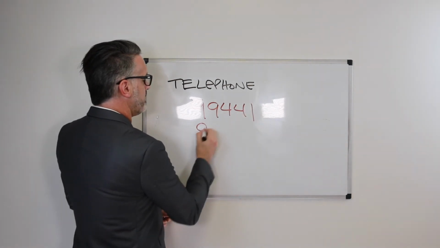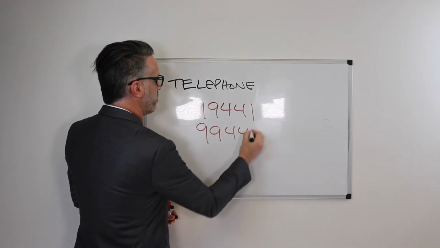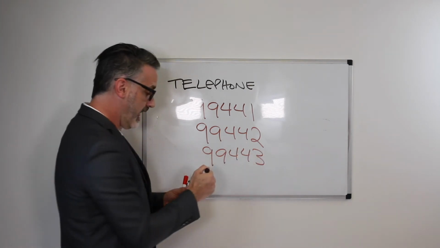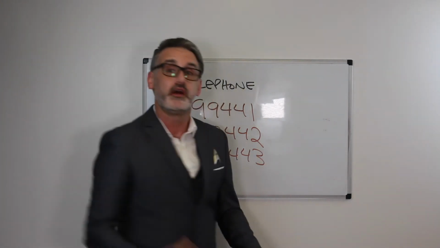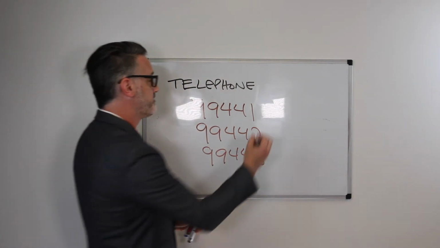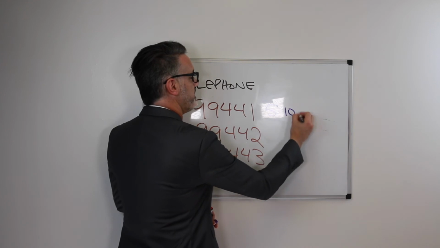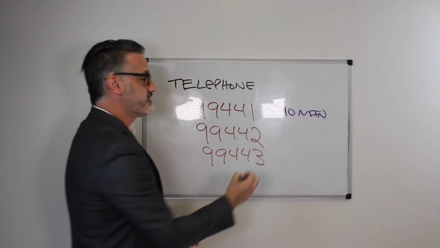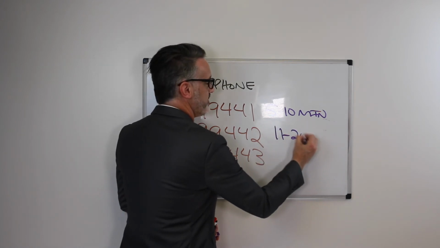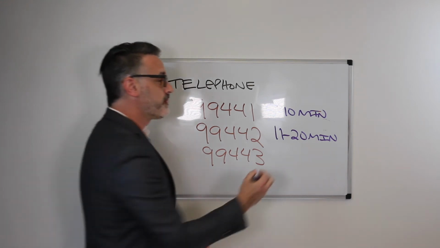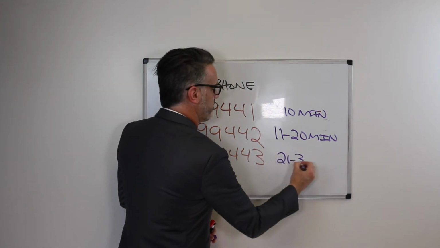So as far as the telephone codes, we have 99441, 99442, and 99443. And that's all based on how long that telephone communication is. So 99441 is for a 5 through 10 minute phone call. 99442 is for an 11 through 20 minute phone call. And 99443 is for a 21 through 30 minute phone call.